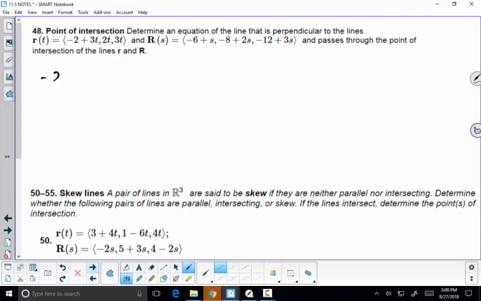So we have -2 plus 3t equals -6 plus s. We have to use a different parameter. We're using s for one and t for the other. We can't use the same letter for both, just because they intersect doesn't mean they intersect at the same time. Does that make sense? Here, watch.